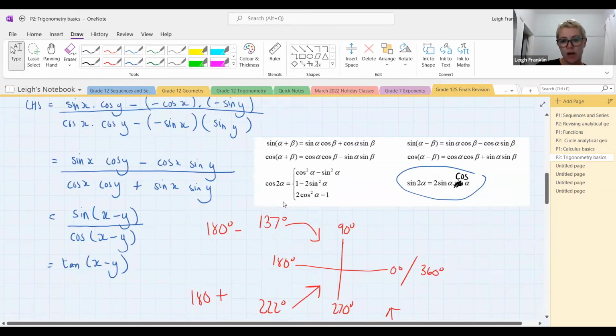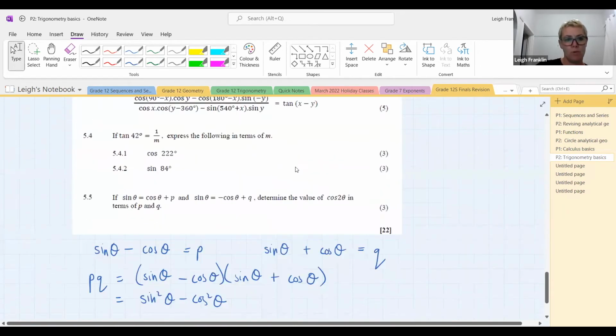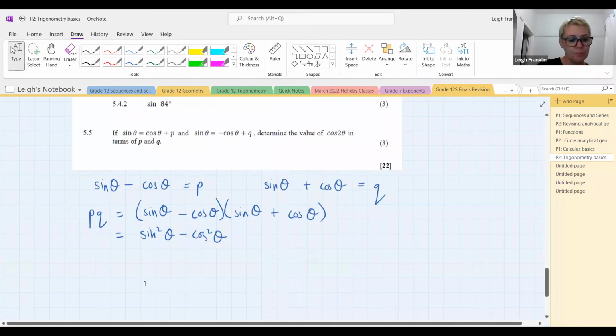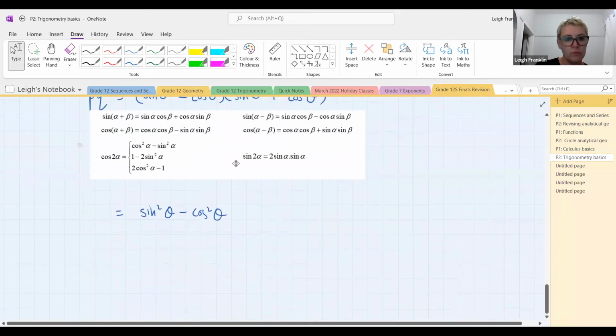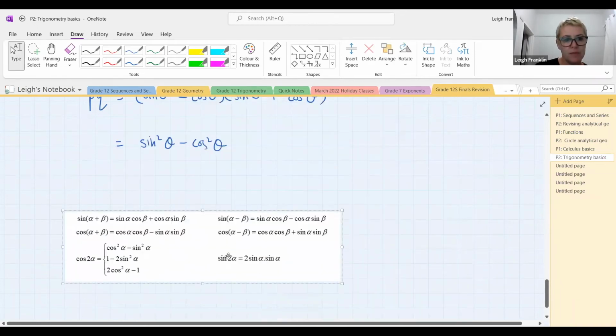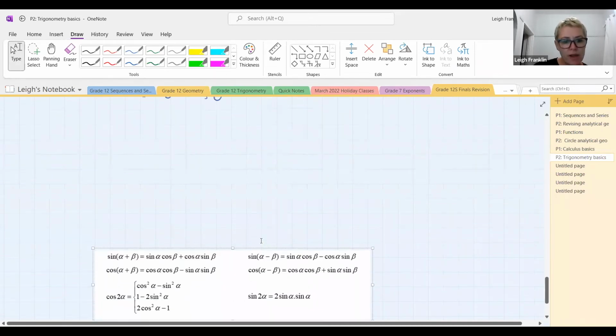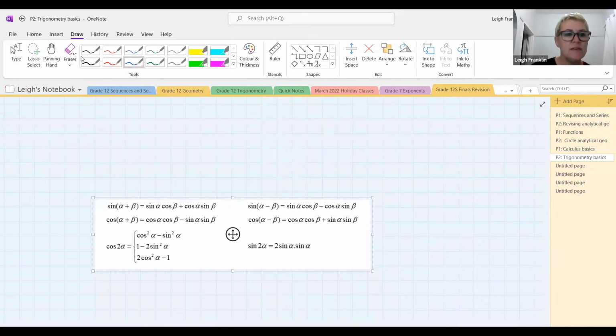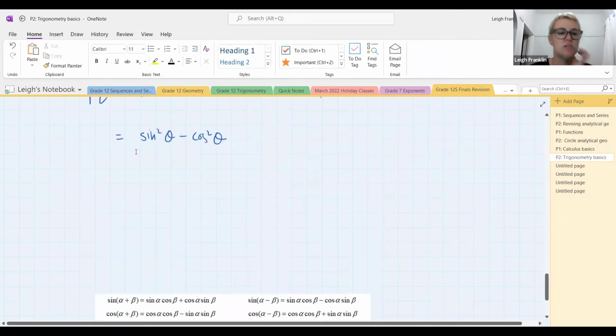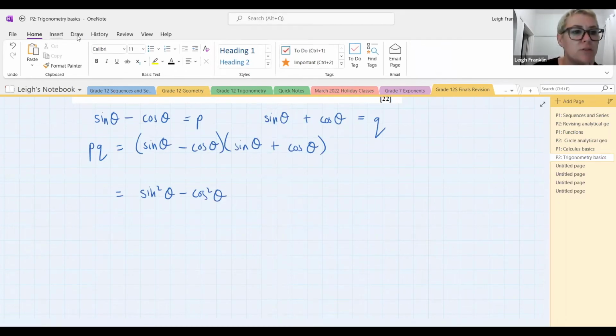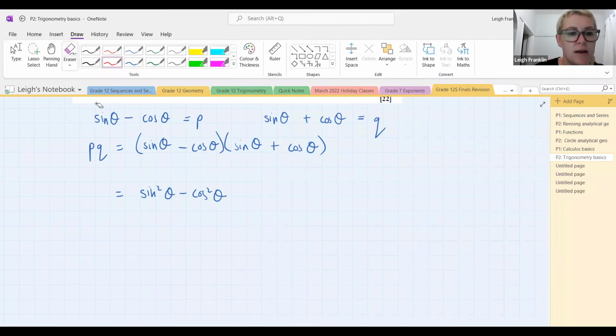If we go back and grab our formula sheet, I just want to show you something. Okay, if we have a look here, we can see that cos 2 theta, which is what our question is asking us for, is cos squared theta minus sine squared theta. Here we've got sine squared theta minus cos squared theta. So what we're allowed to do here is factorize.